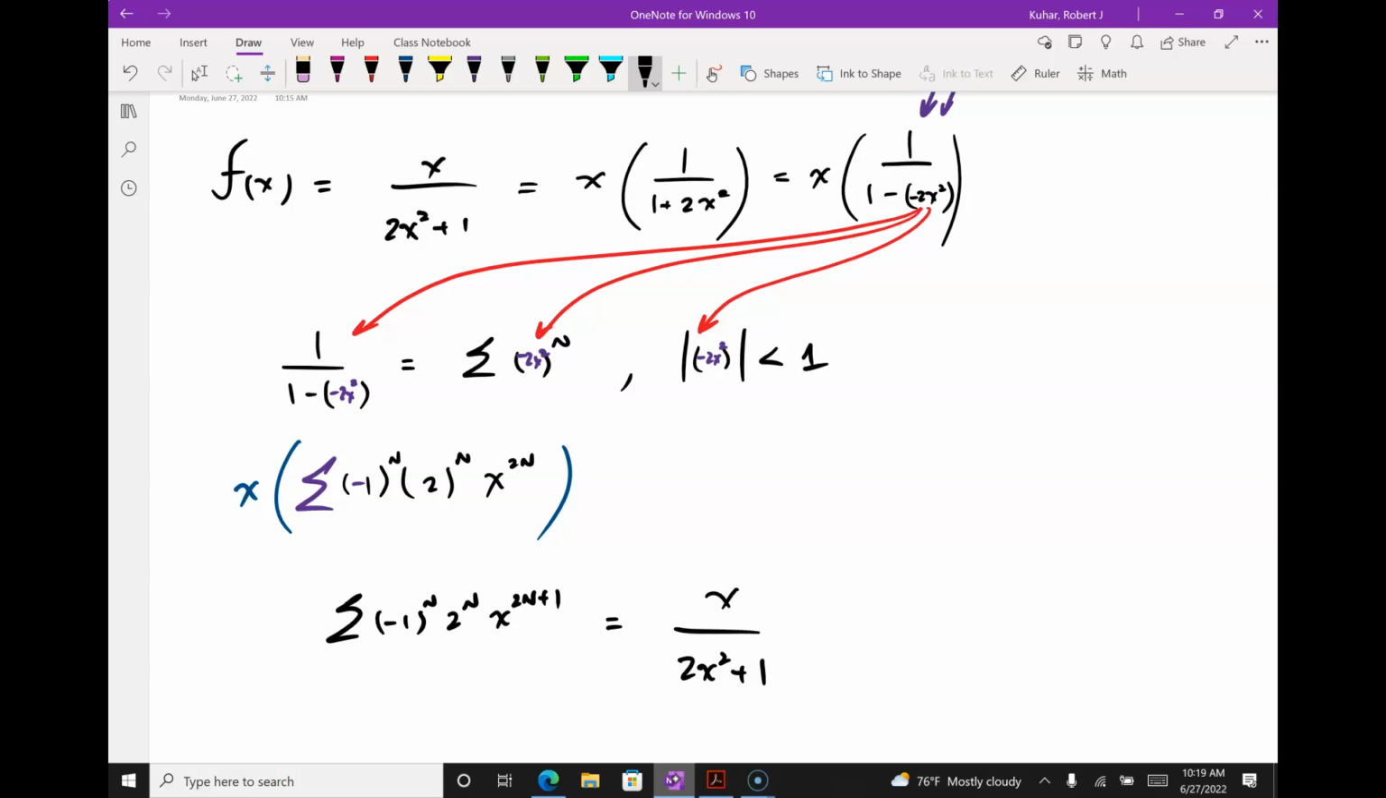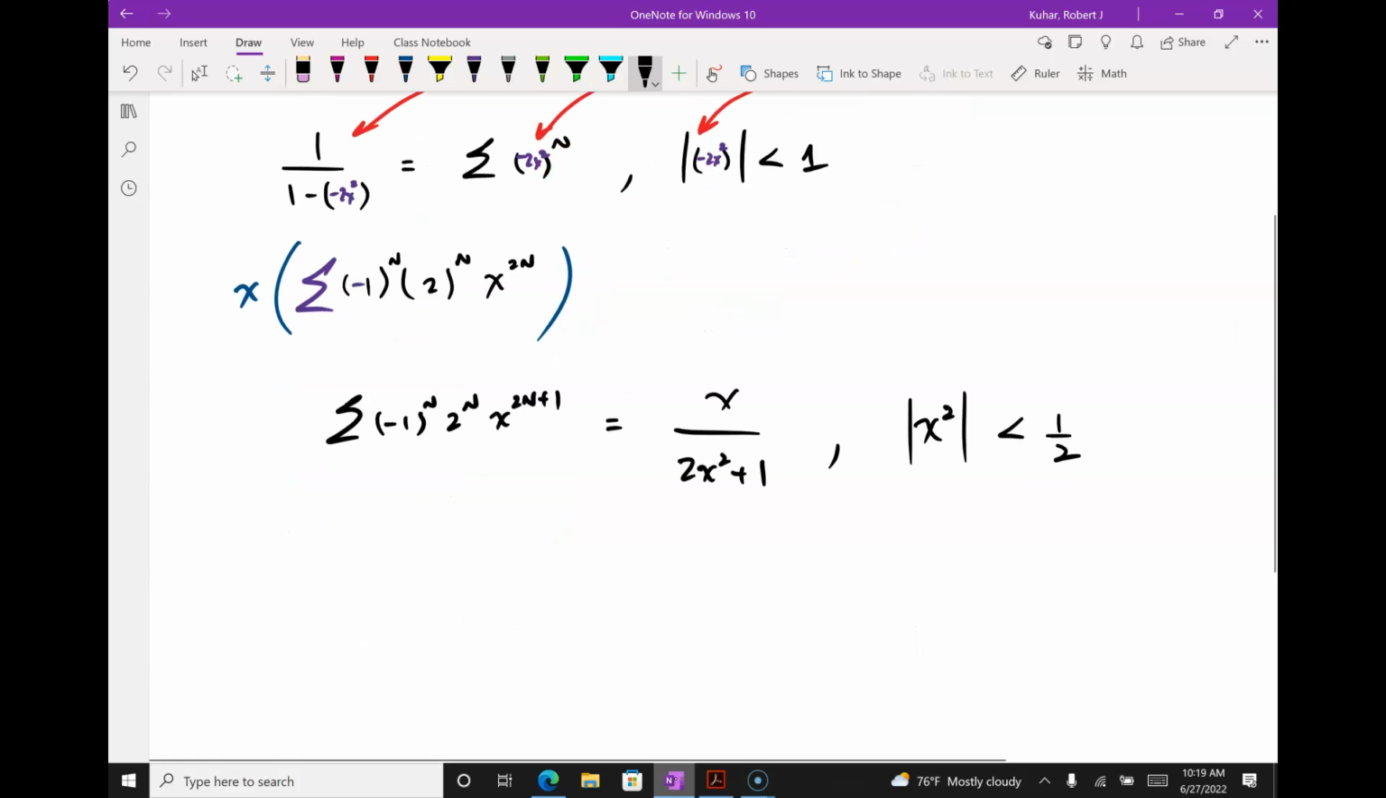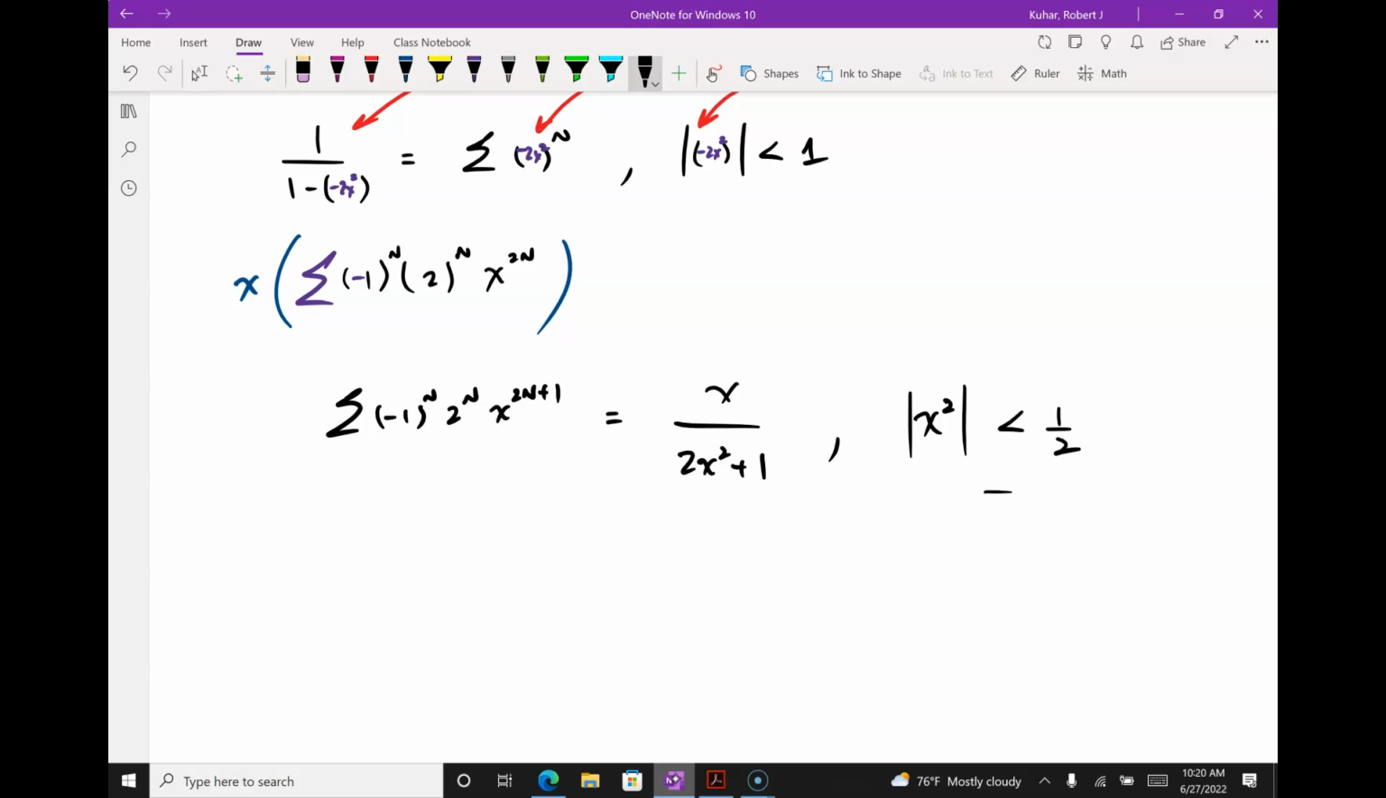And what's my radius of convergence? Well, the negative 2 is going to just become a positive 2. So I'm going to need x squared in absolute value less than 1/2, right? But I want to know what x's I can use, right? So going further, I'm going to take a square root. So I need the absolute value of x to be less than rad 2 over 2, or square root of 1/2, right? Yeah.